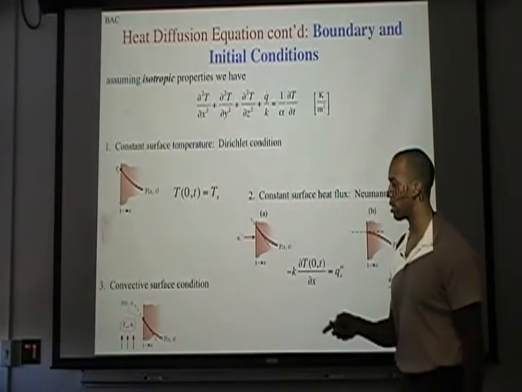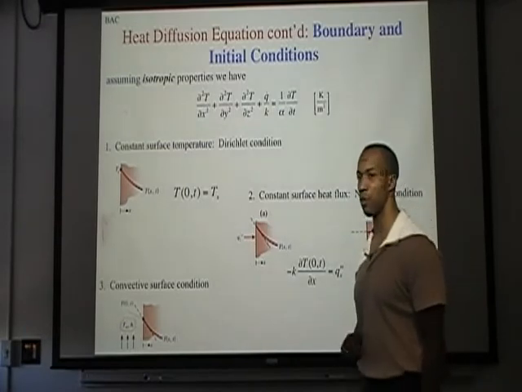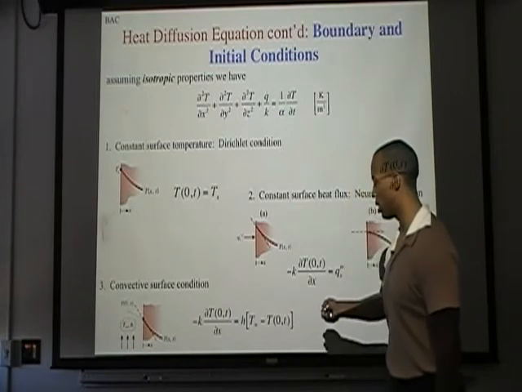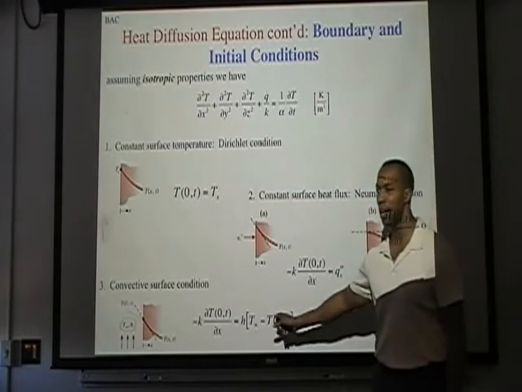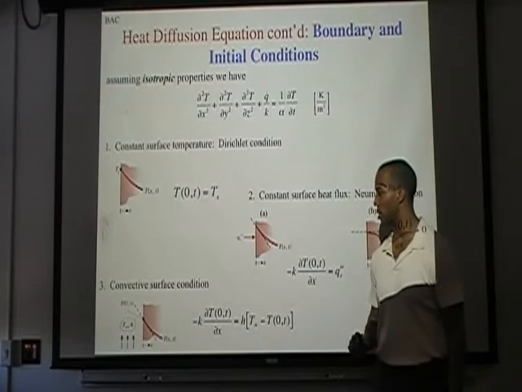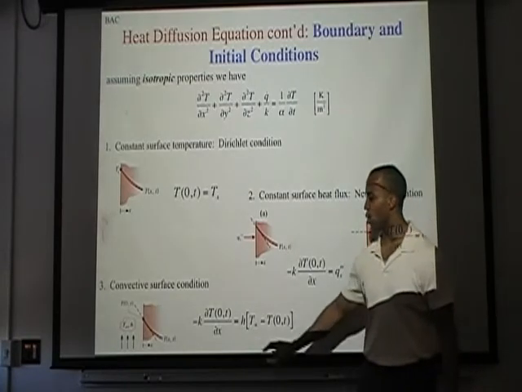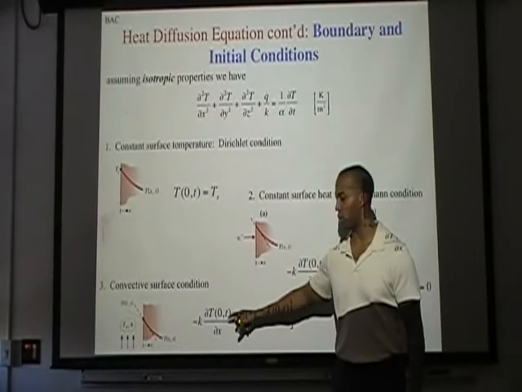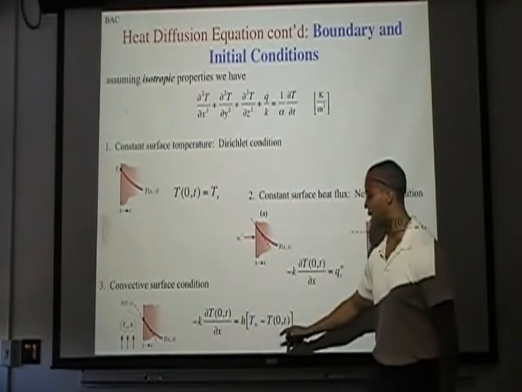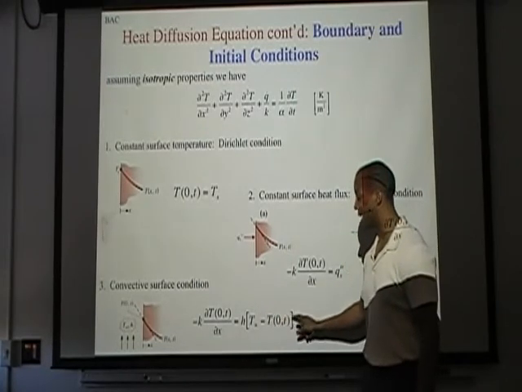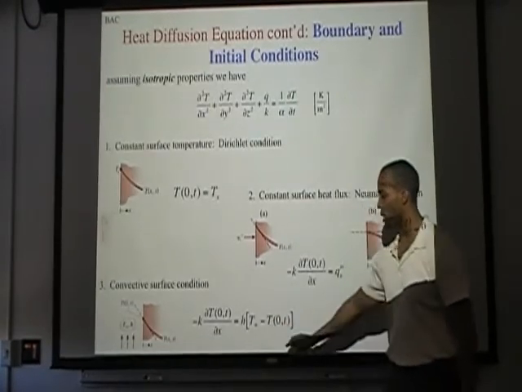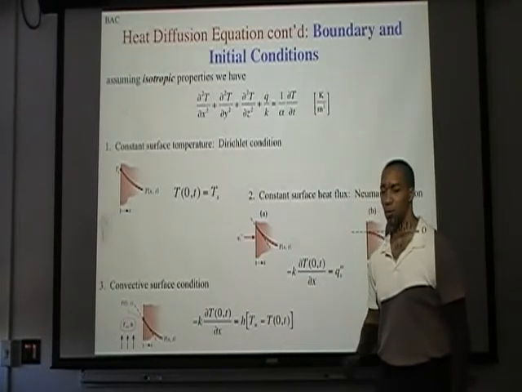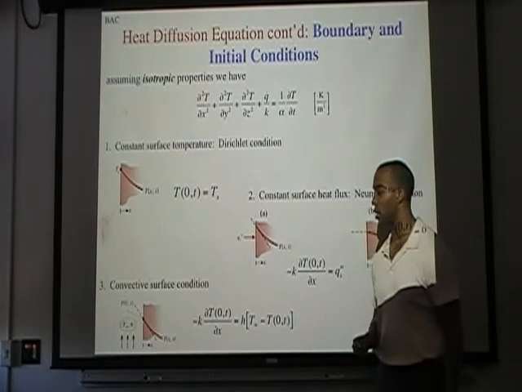The last condition we have is the convective surface condition. It's called the convective surface condition, but this could also be radiation as well. Basically this is a mixed boundary condition. By mixed, what that means is that here we're equating at the boundary the conduction leaving or entering the boundary with Fourier's law to what's happening at the boundary, in this case convection. We have h, the heat transfer coefficient, times the difference between the ambient temperature and the temperature at that boundary.